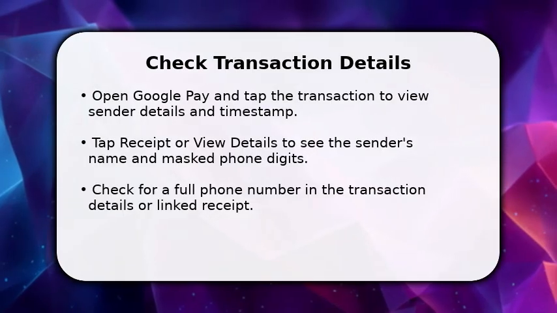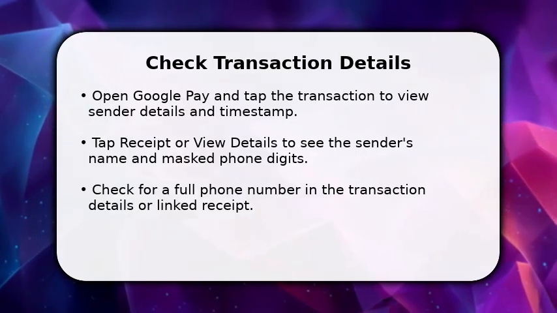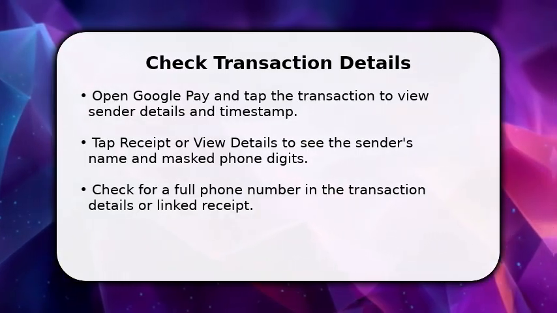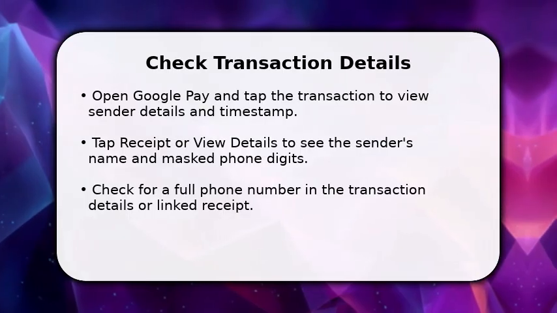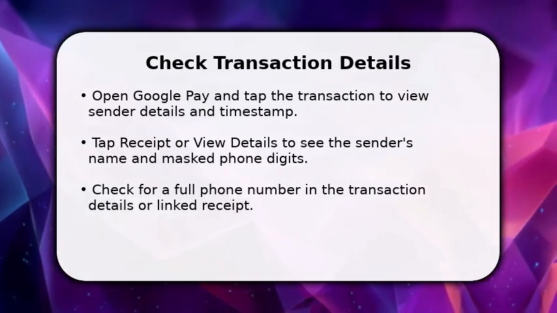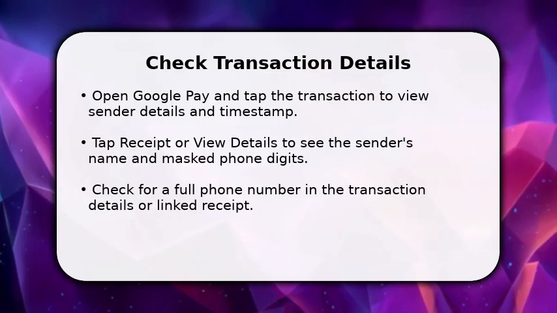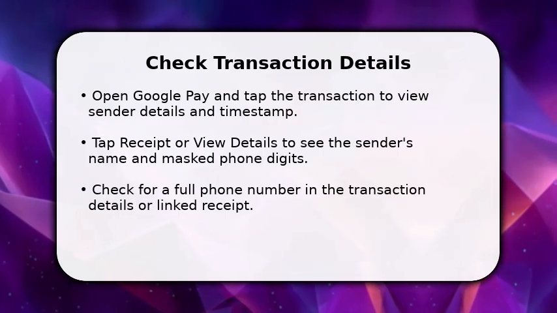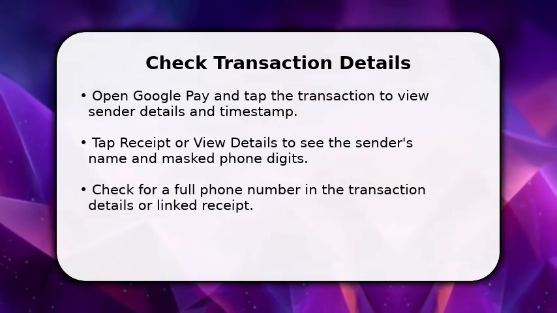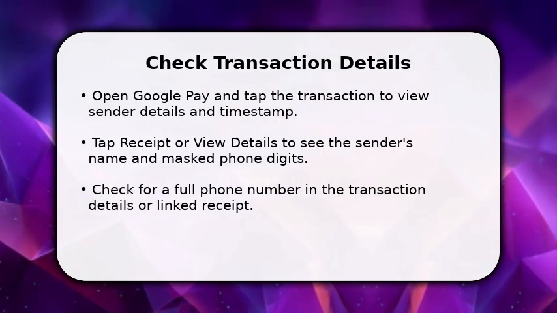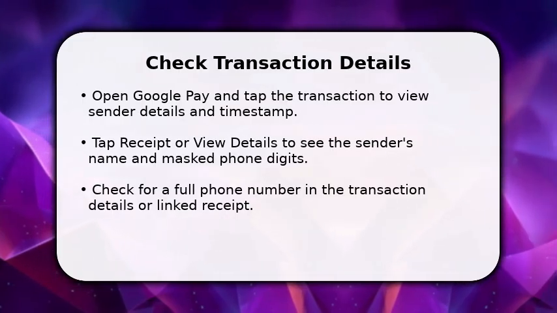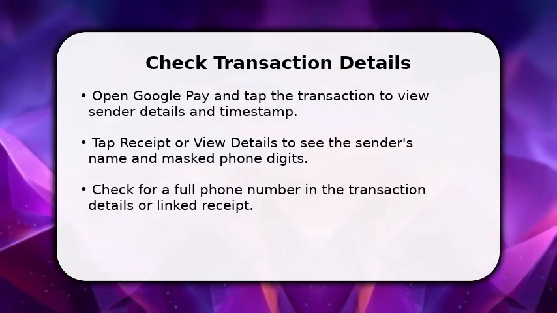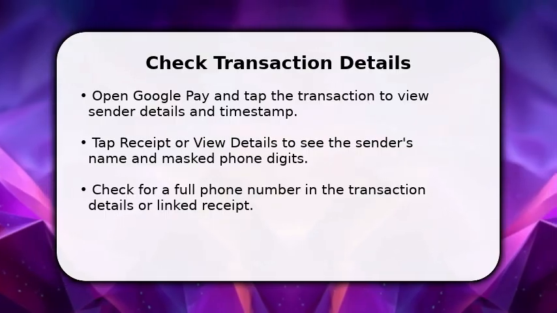Open Google Pay and sign into the account that received the payment. Tap Payments, then Transactions to see recent activity and timestamps. Find the specific transaction and tap it to open full details. Look for Receipt, View Details, or Payment Info to reveal the sender name and any masked phone digits. If the phone number appears masked, note the visible digits and timestamp to compare with other records on your device.